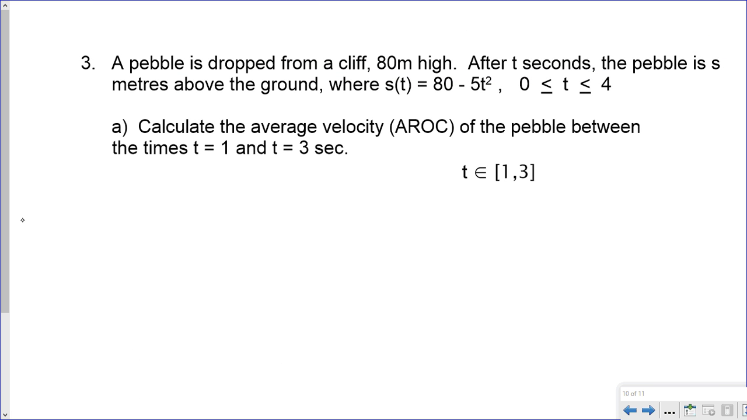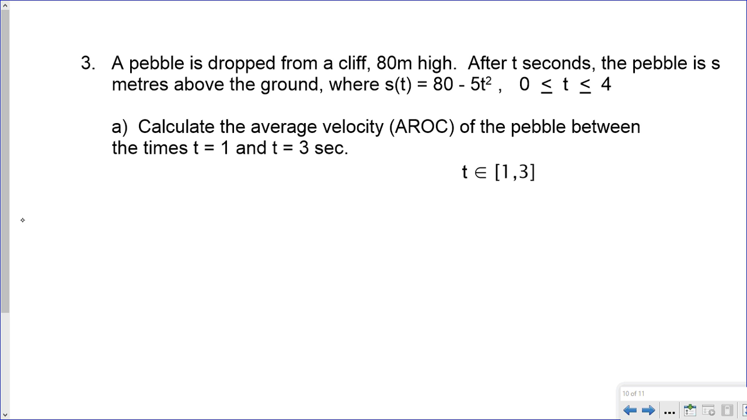So here's our function. A pebble is dropped from a cliff 80 meters high. After t seconds, the pebble is s meters above the ground, where s is given with a function, and time is between 0 and 4 seconds. So let's calculate the average rate of change. How fast is this pebble moving between 1 and 3 seconds?